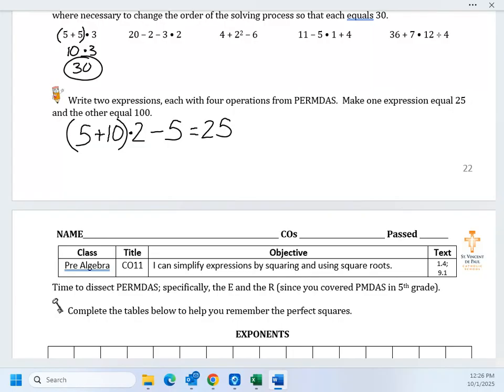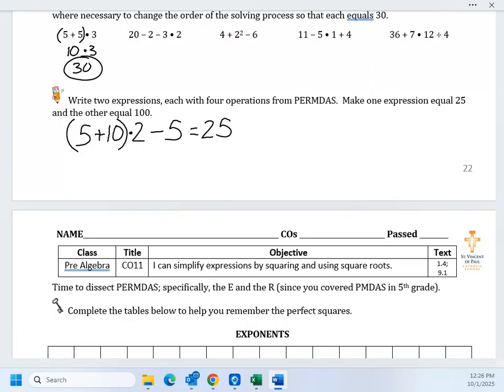Okay, so first thing I would do would be 5 plus 10 is 15. 15 times 2 is 30. Minus 5 is 25. Let's look at our operations. We used 4 numbers, but because we use those parentheses, that counts as an operation. So parentheses is one operation, plus is a second, times is a third, subtraction is a fourth. So we used 4 operations, and we made sure to follow the order of operations to equal 25.